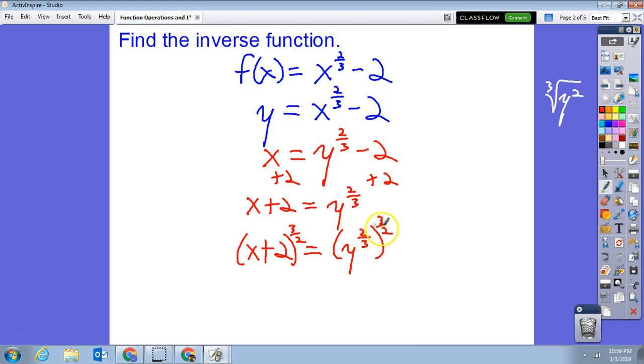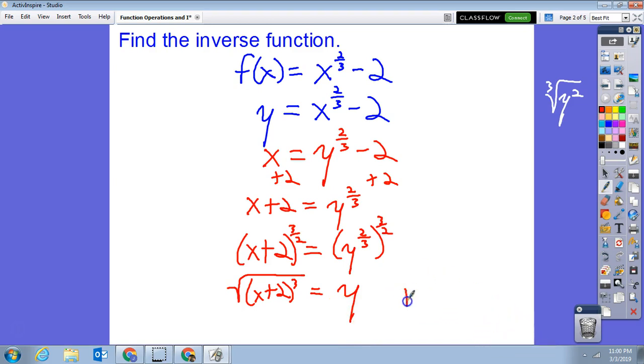But you are also getting rid of this 2/3 because 2 times 3 would be 6 and 3 times 2 would be 6. That's 6 over 6, or just y to the first power. We've got y by itself. Now this x plus 2 to the 3/2 power, yes, you technically could rewrite it as the square root of x plus 2 cubed, but you don't have to do that. You could leave it as x plus 2 to the 3/2 power, and that would be okay as well.